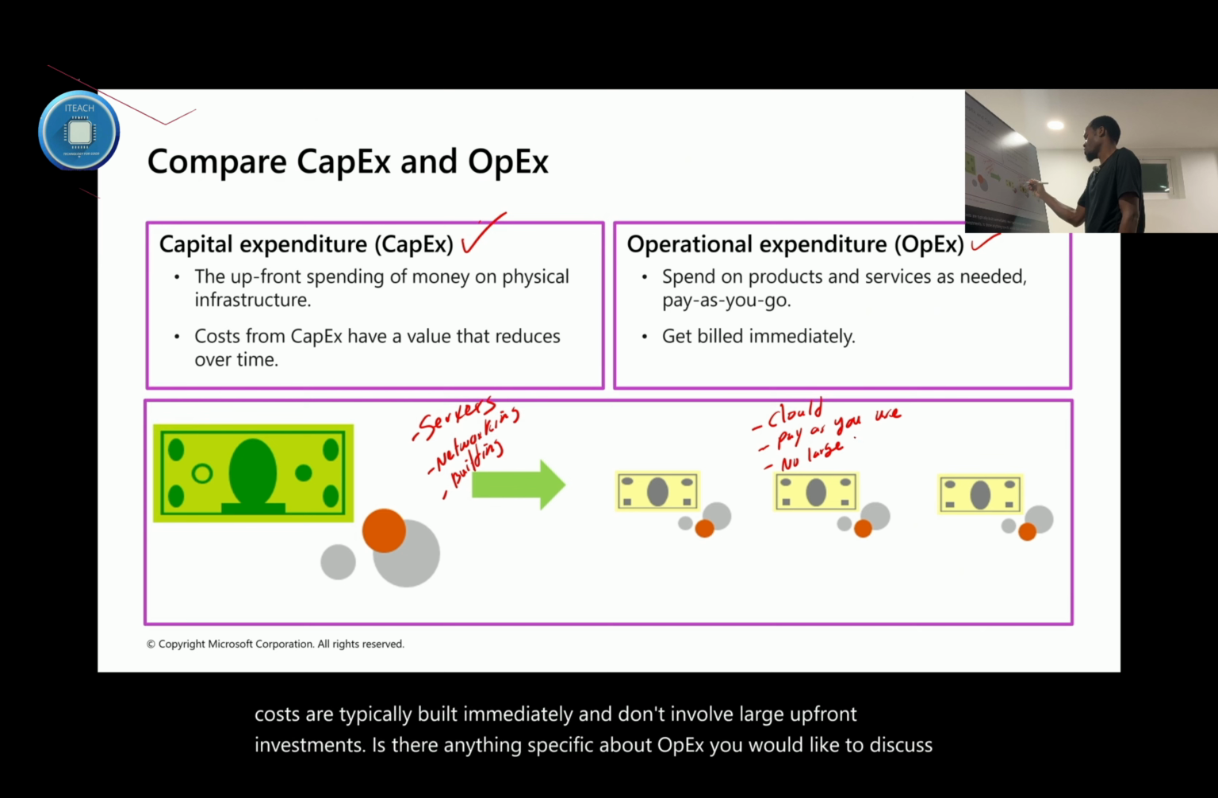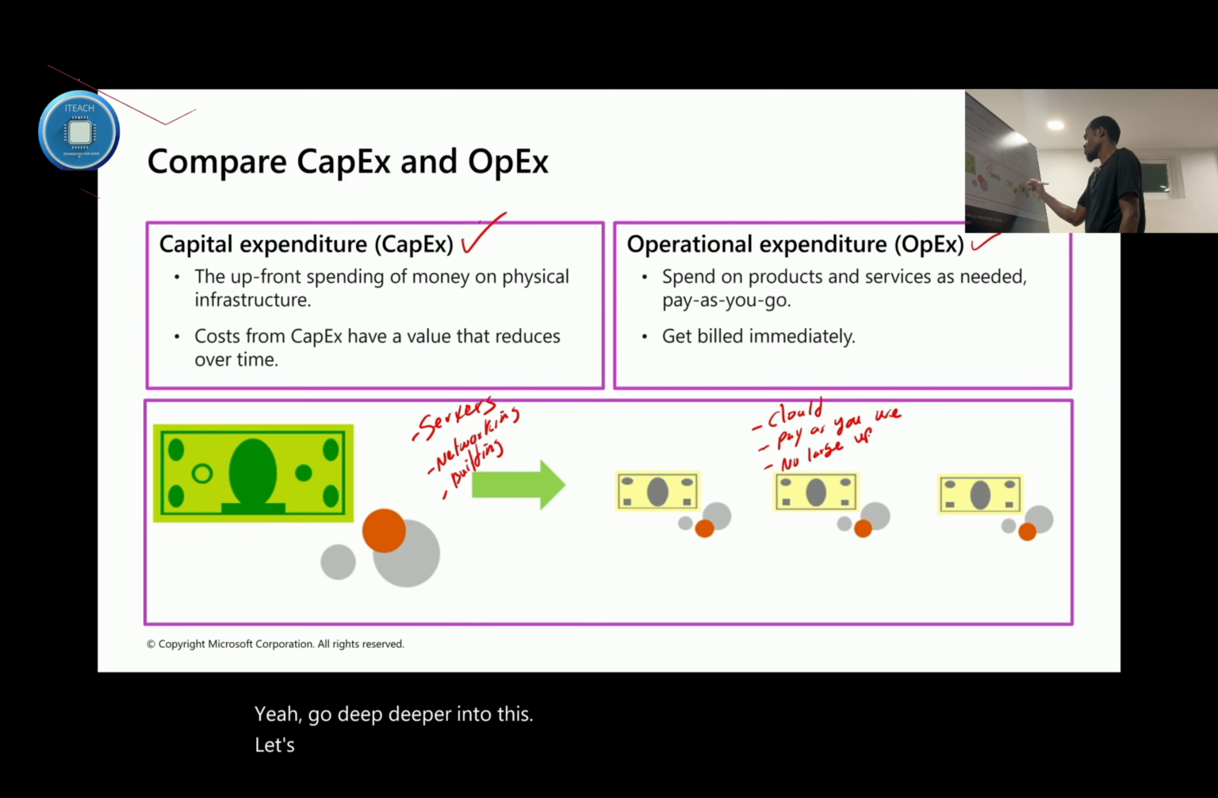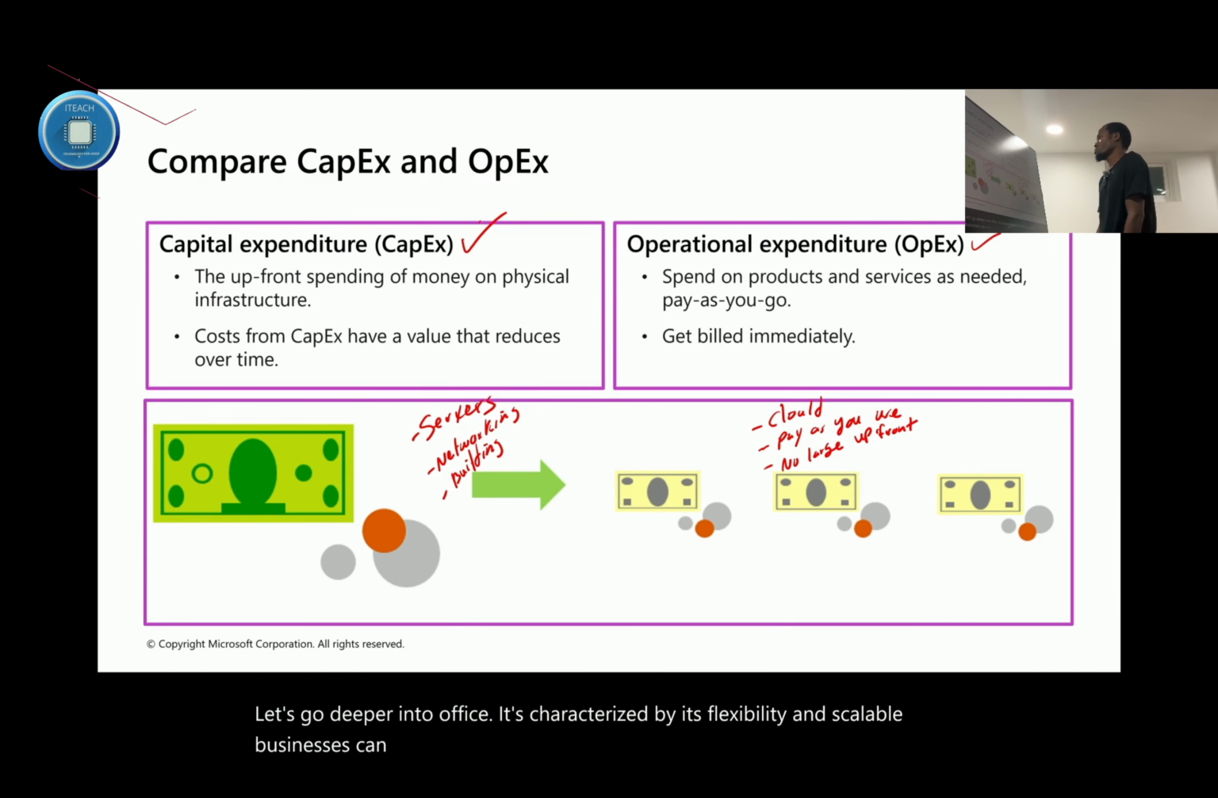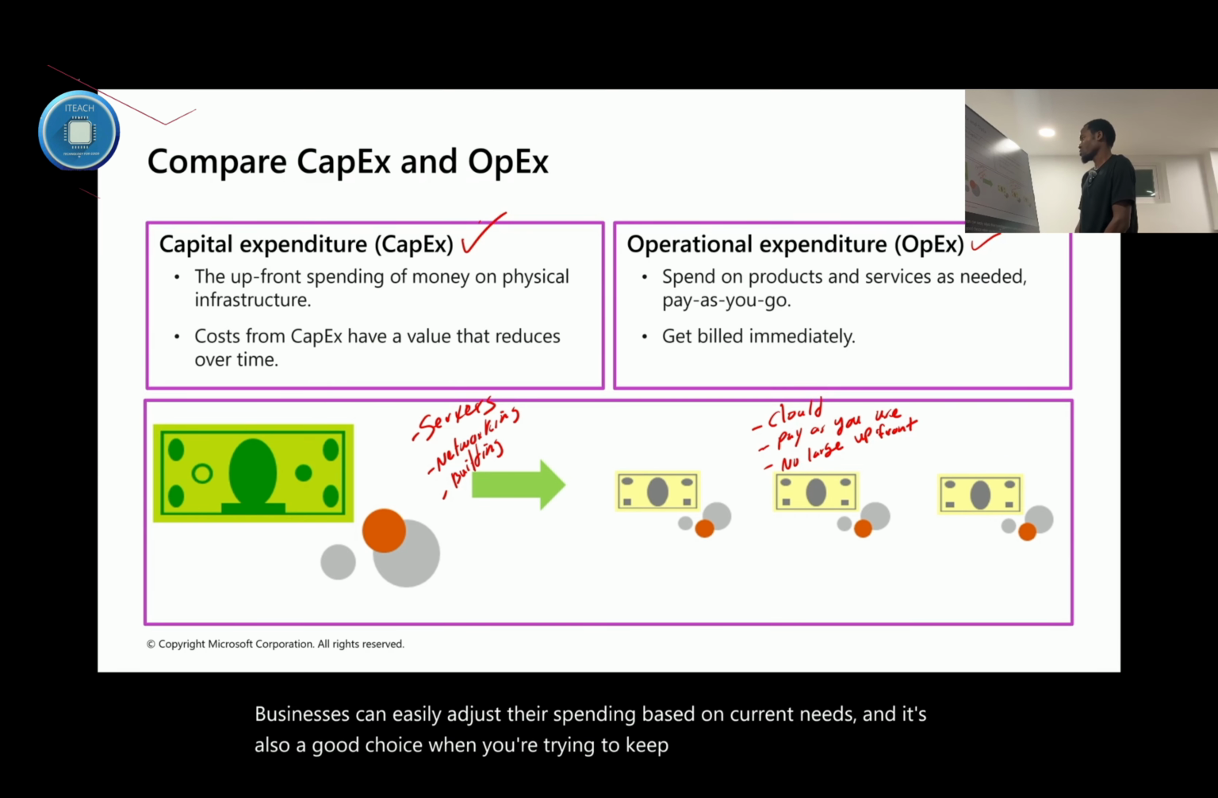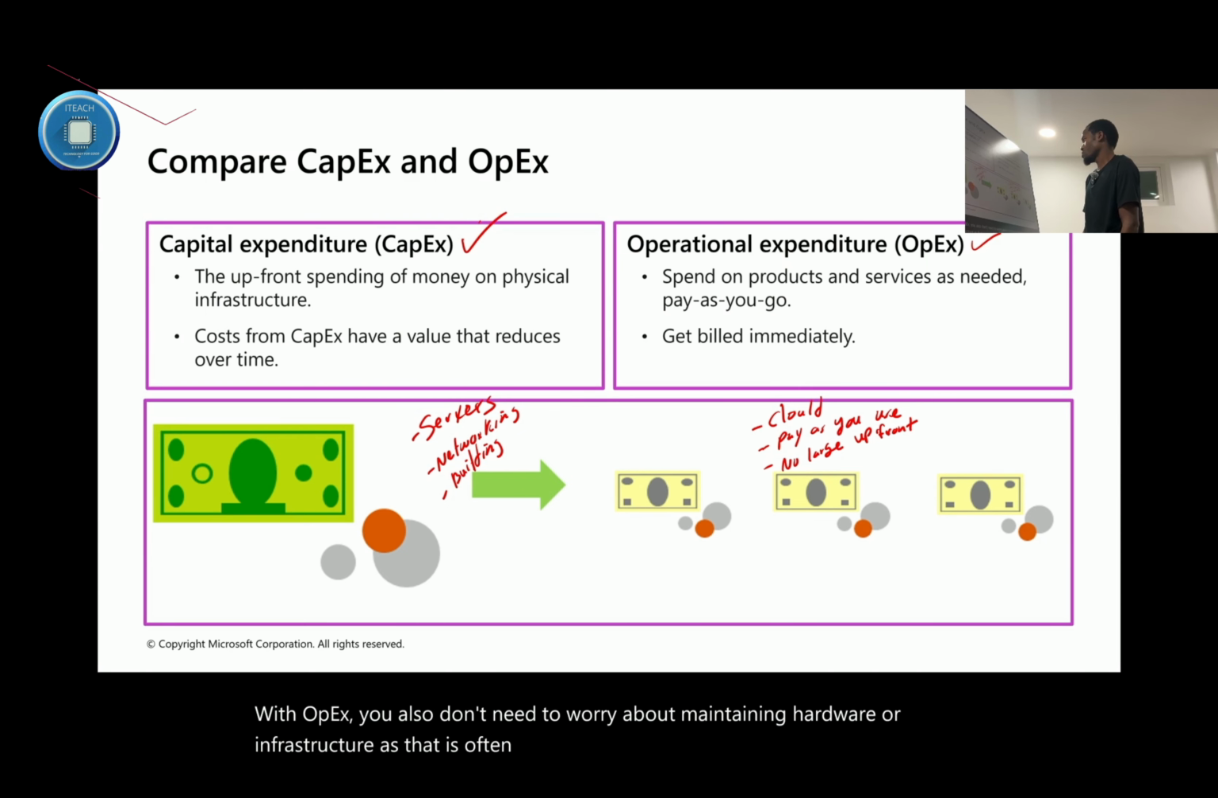Go deeper into this. Let's go deeper into OpEx. It's characterized by its flexibility and scalability. Businesses can easily adjust their spending based on current needs, and it's also a good choice when you're trying to keep your initial investments low. With OpEx, you also don't need to worry about maintaining hardware or infrastructure, as that is often the responsibility of the vendor you're working with. Would you like more clarification or examples regarding OpEx?